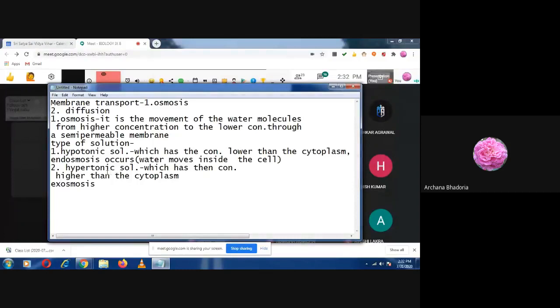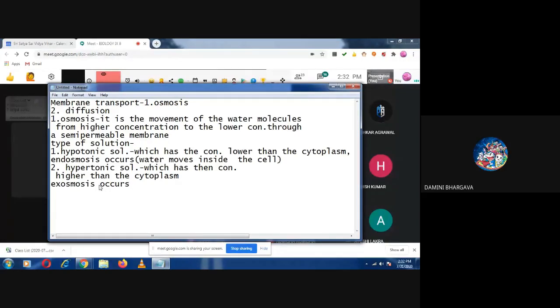Now, hypertonic solution has concentration higher than the cytoplasm. अगर ऐसे solution में cell को रखते हैं, तो what will happen? The water from the cell, means from inside the cell, will start moving out, and that type of osmosis we call exosmosis. What is it known as? Exosmosis. I hope you understood what the two types of osmosis are.